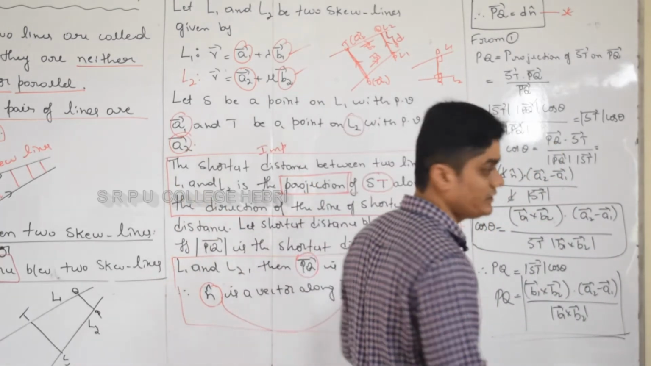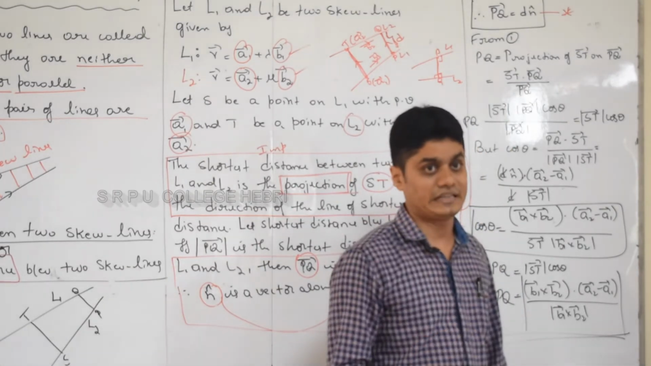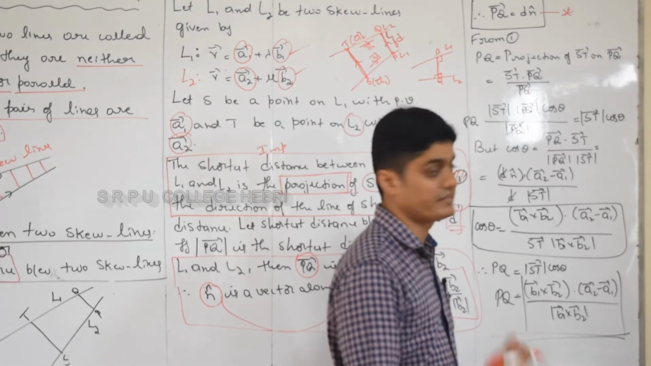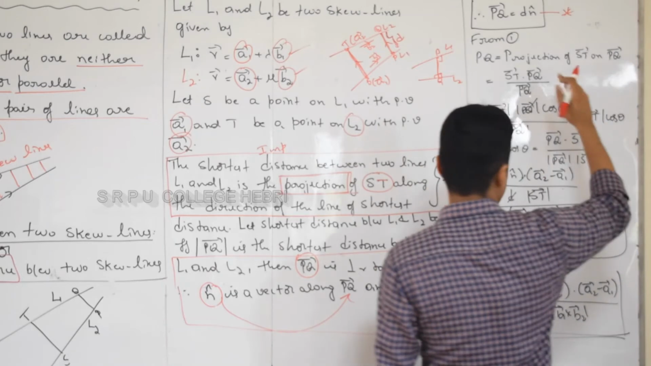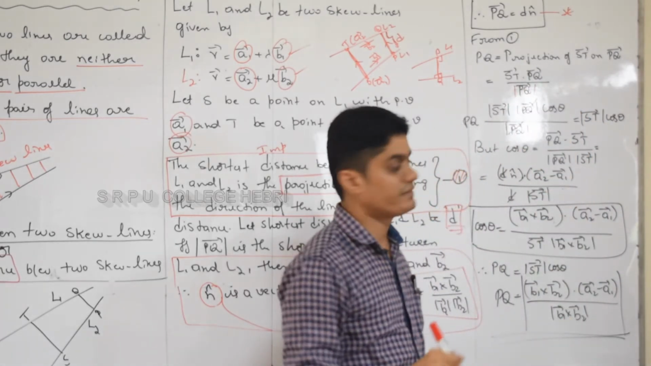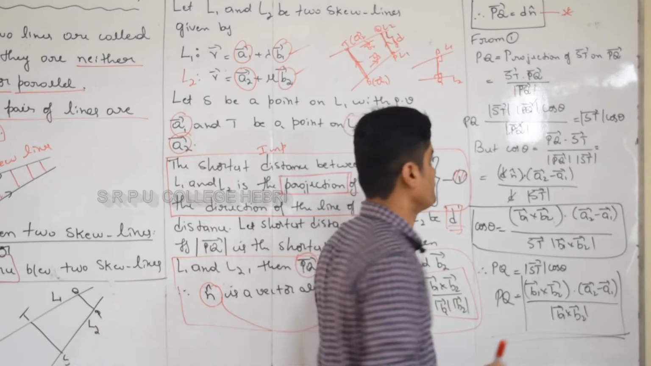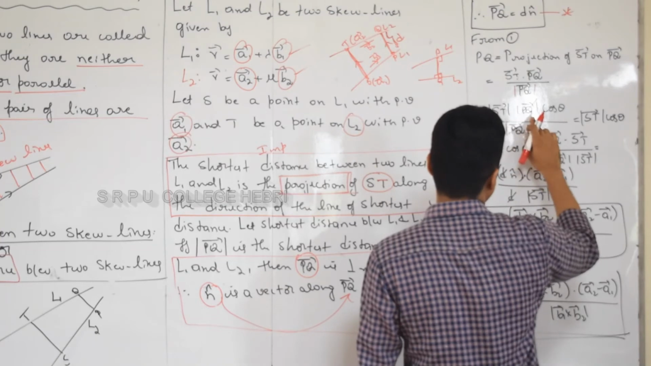So from 1 we know that the shortest distance is nothing but the projection of one vector on another vector. Here one vector is vector ST and another vector is vector PQ. So PQ will be the projection of vector ST on PQ. Projection formula I just told: it is vector ST dot vector PQ divided by the magnitude of PQ.